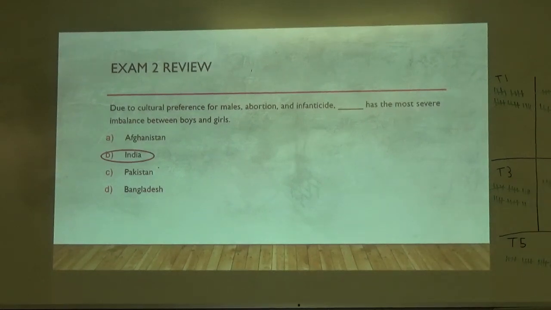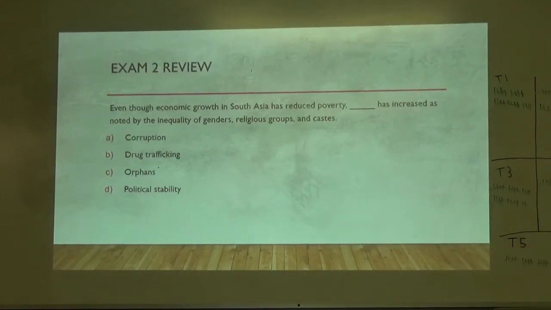Alright. Even though economic growth in South Asia has reduced poverty, blank has increased as noted by the inequality of genders, religious groups, and castes. Is it A, corruption, B, drug trafficking, C, orphans, or D, political stability? Alright. Answers in, 3, 2, 1. Everyone says A. Let's see. It is corruption.